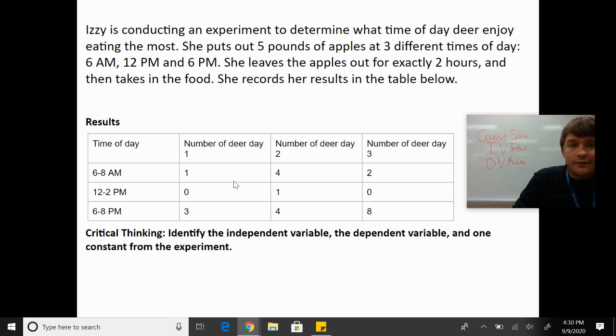And constants, a couple examples of constants here would be, I have 5 pounds of food put out each time. I have apples as my only source of food. That's a constant. Another one would be, Izzy does exactly 2 hours for each of her trials. Wouldn't be a very good experiment if one of them it was out for 15 minutes, the other one was out for 3 hours. That's just the way it works. And there are more, but those are kind of the 3 that I picked out from the experiment.